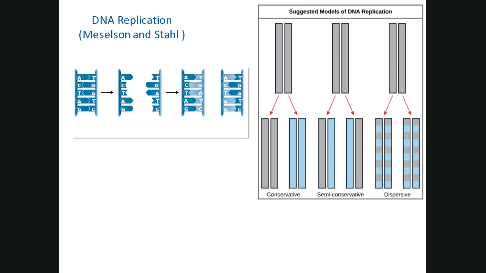And we'll get back in a second to which one it is and how we knew. The other one is called dispersive, and dispersive basically means that the way you make a copy of a DNA is you take the two original gray strands and you chop them all up into pieces, and then you arrange them all back together, and the new and the old are all mixed in.